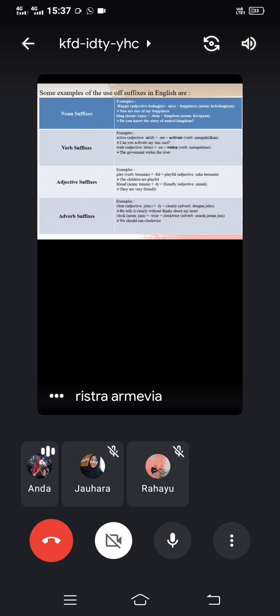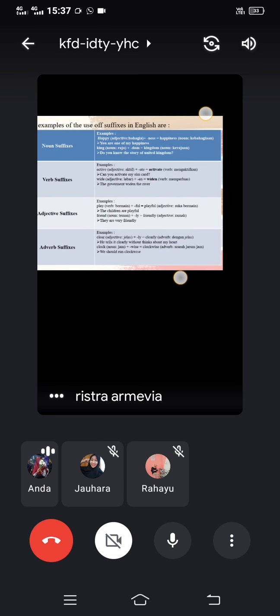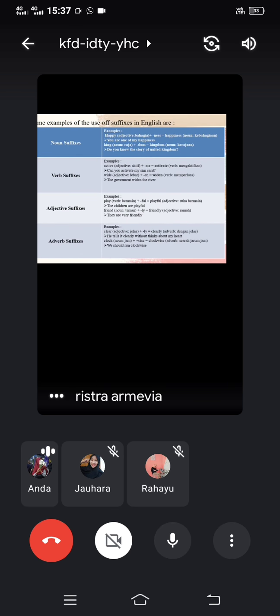Some examples of the use of noun suffixes in English. Example: happy, an adjective meaning bahagia, plus the suffix -ness, becomes happiness, a noun meaning kebahagiaan. You are one of my happiness. King, a noun meaning raja, plus -dom, equals kingdom, a noun meaning kerajaan.